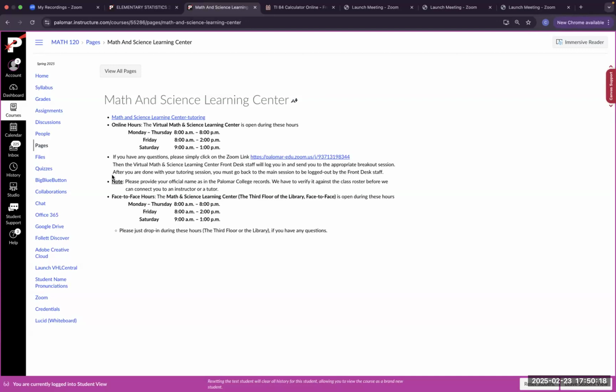The other thing that it has on this page are the hours, and those are going to be important for us to note, because though this is an online class, all of our exams will be taken in person at the main campus at the Math and Science Learning Center, and that's on the third floor of the library. So that you know the hours in which you can go in. All you need to do is show up and bring a photo ID and give yourself 2 hours to take the exam.